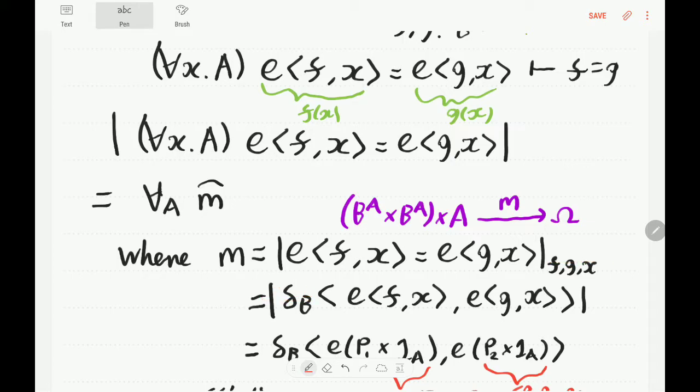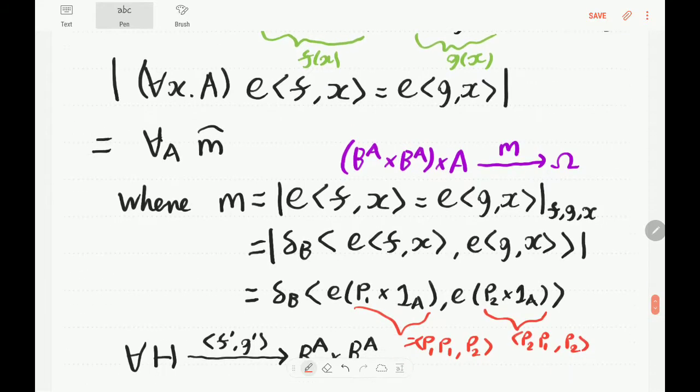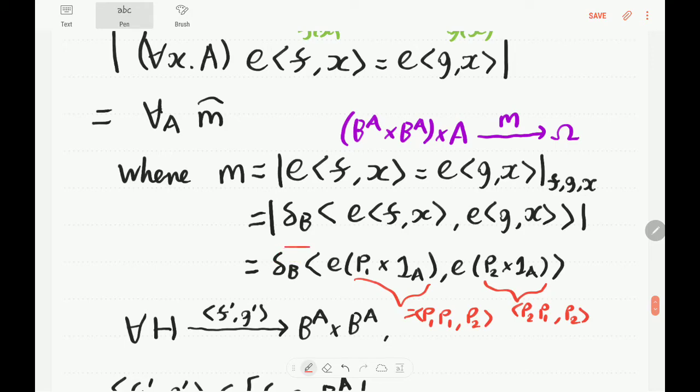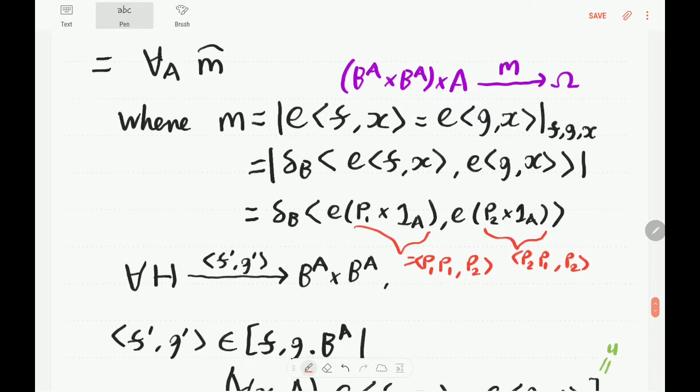And that's the interpretation, taking out this equal sign, of delta b of e(f(x), g(x)). And then filling out the projections properly, that becomes delta b of e(p1 times 1), e(p2 times 1). And we see the expansions of these down here. So p1 times 1 is actually p1 comma p1 comma p1 p1 comma p2, and p2 times 1 is p2 p1 comma p2.